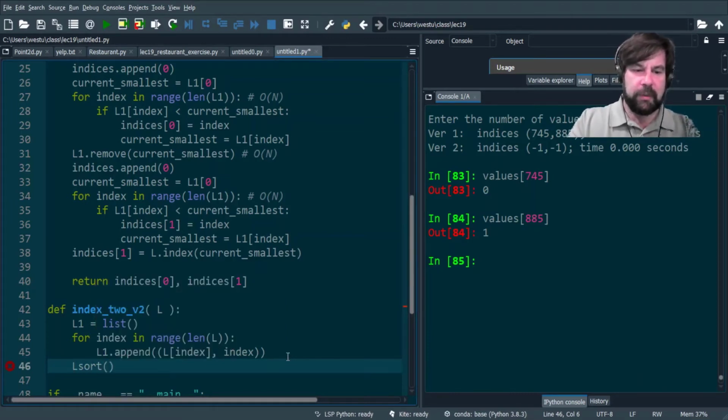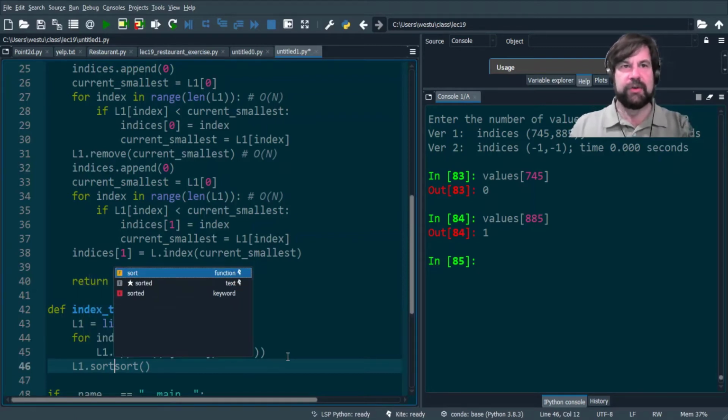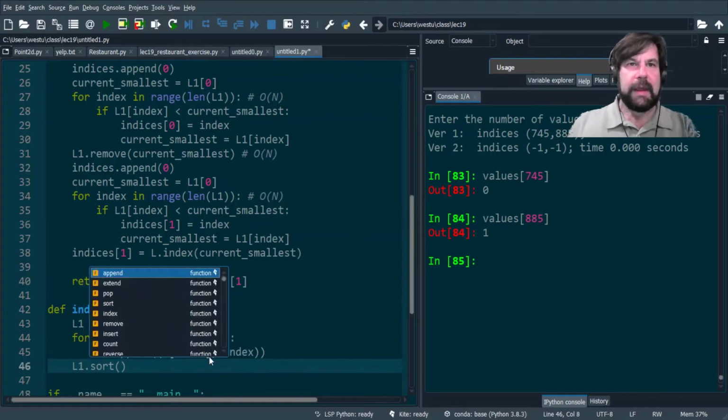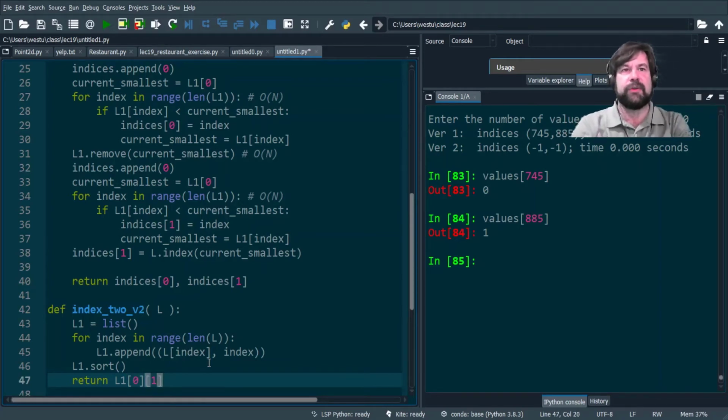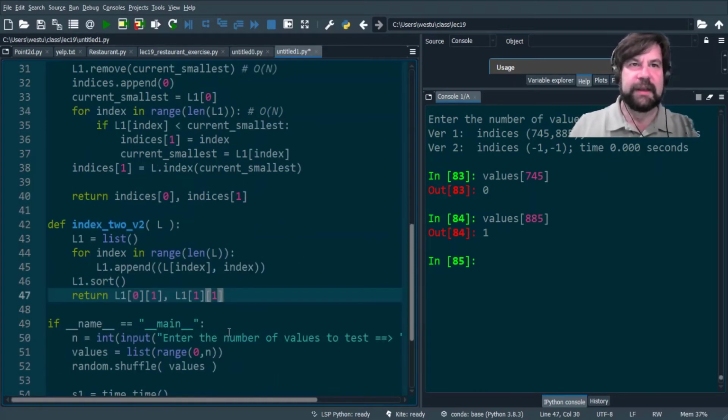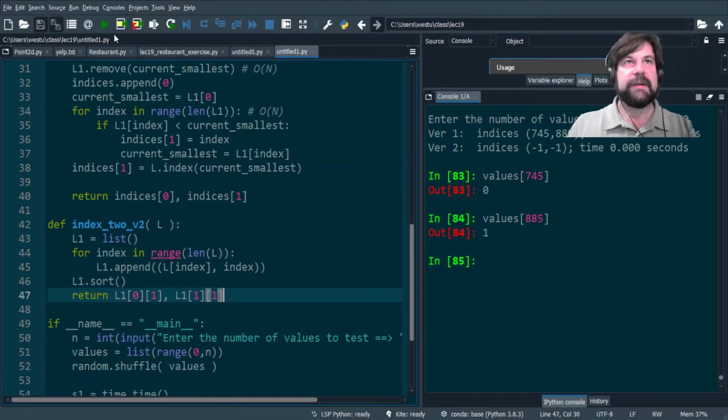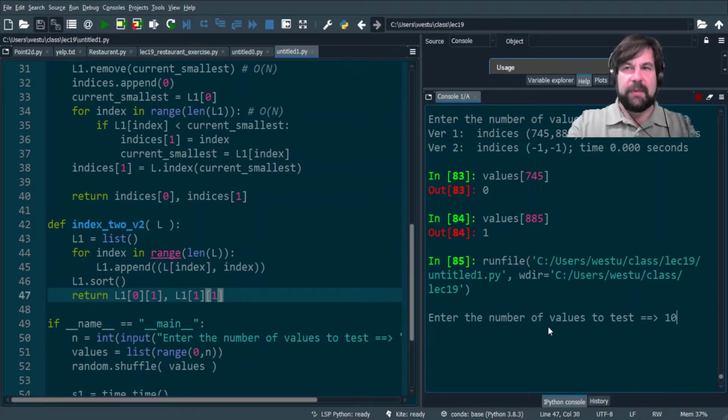Right, we just do a simple L1.sort, so we'll sort our tuple list. And then all we need to do is return L1, right? Our smallest value is going to be in L1[0][1], the first tuple and the index field in the first tuple. And the second value is going to be L1[1][1], the second tuple at index 1. And again, the second element is the index. If we do this, hopefully these will both give us the same answers, and we can start looking at them.